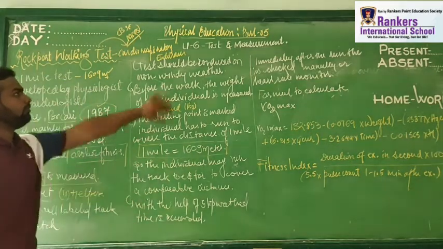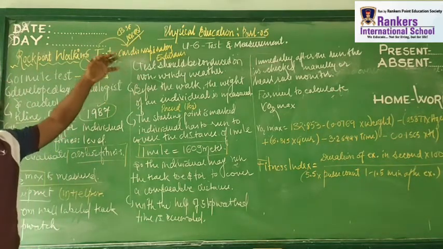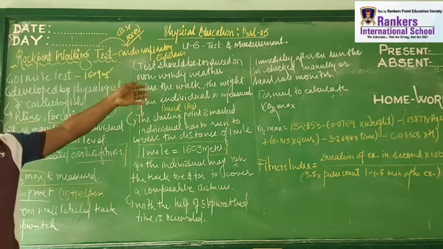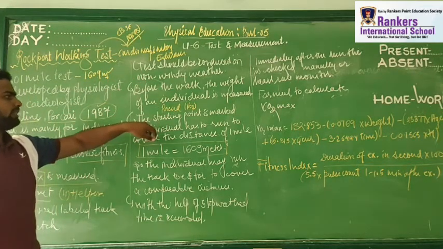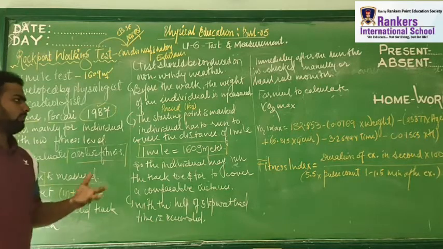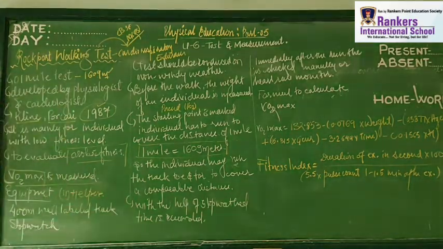I'm repeating again, the test should be conducted on a non-windy day. Before starting the walking, one should take the weight, and the weight should always be in pounds. At the starting point, the individual has to run or walk for 1 mile. As you all know how much 1 mile is exactly, this 1 mile is equal to 1609 meters.